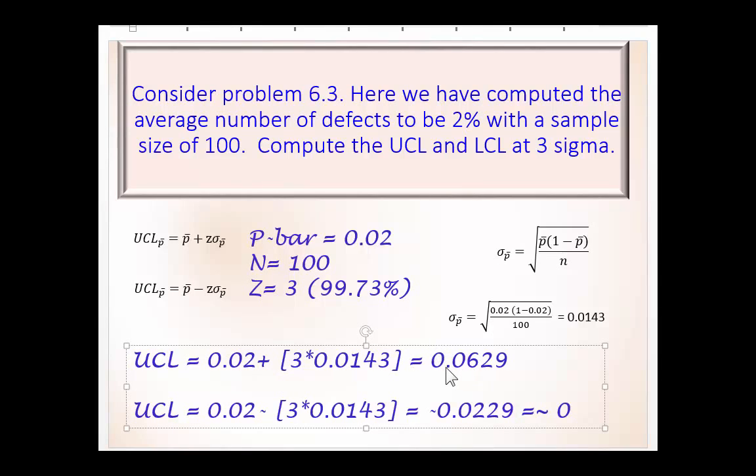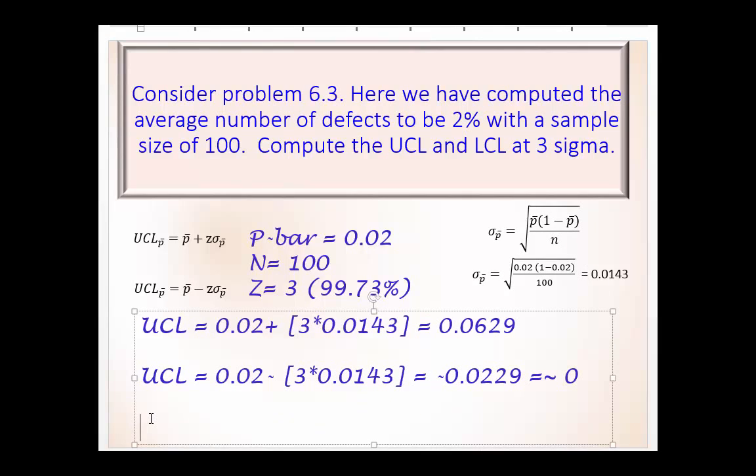So we plug this in and we get the following. We find that the upper control limit would be roughly 6.3% errors, and then we find the lower control limit is actually negative 0.0229, but we will always round that to 0. We're never going to have negative percent defects. So now let's translate this over to words. What does this actually mean?